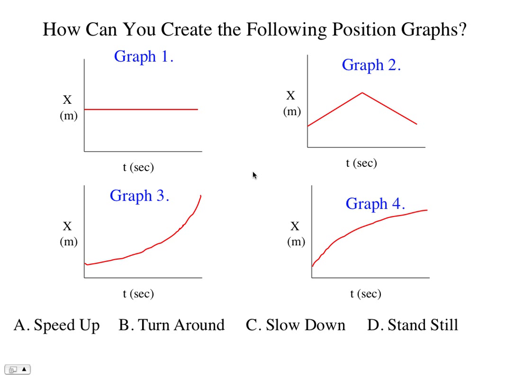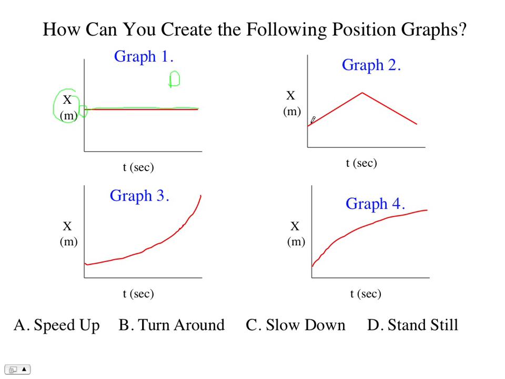Let's review some of the main ideas from the motion detector lab. We have several graphs presented here, and the key thing to notice is what kind of graph they are. They're position graphs, x in meters. The first graph, how would we move to produce this graph? We would stand still to produce a graph where we stay at the same x position as time increases. And so this would be D, stand still.